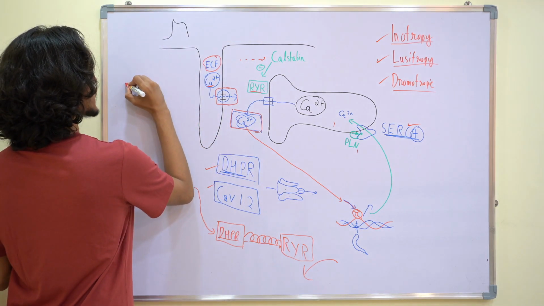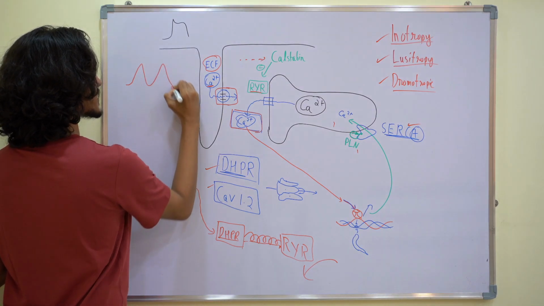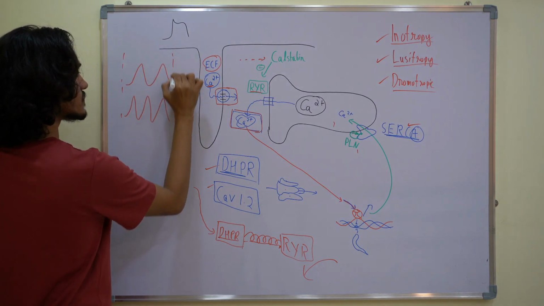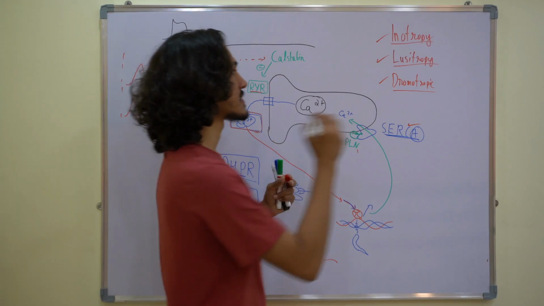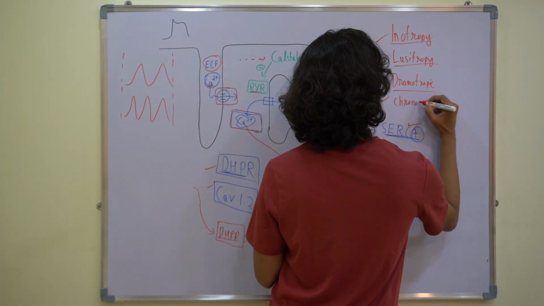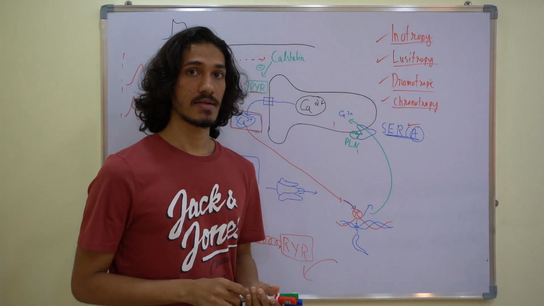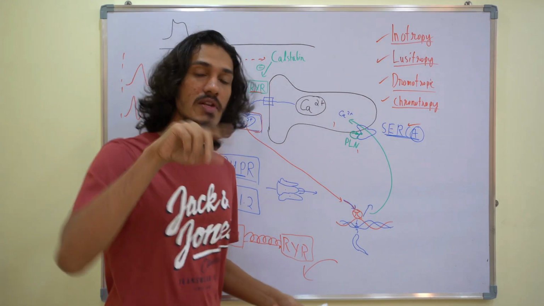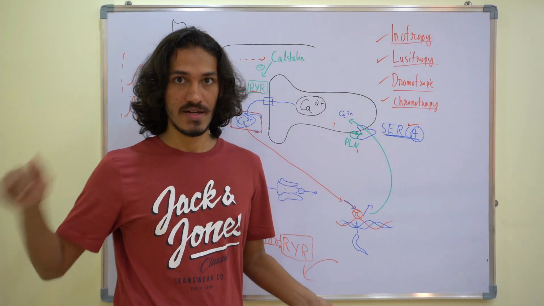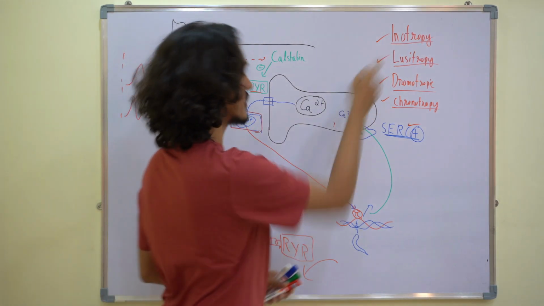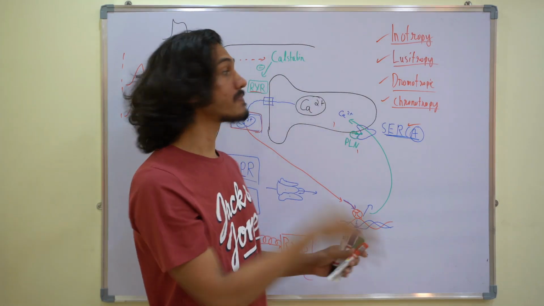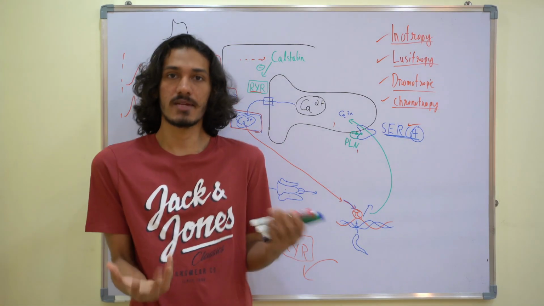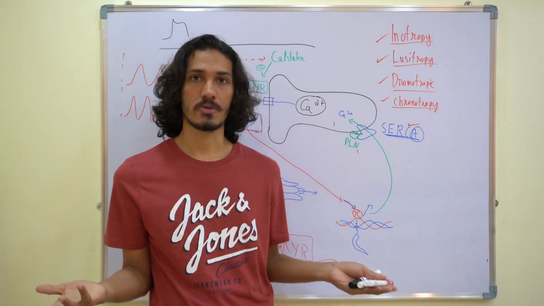Alright, so instead of a pacemaker potential like this, it will now go like this. You see, in the same time there is more number of pacemaker potentials. So that is your chronotropy. Alright, so these questions can be asked. Based on this, different options can be given. So a stimulation of beta 1, which is G alpha S coupled, will result in inotropy, will result in lusitropy, will result in dromotropy, will result in chronotropy. Alright, and basically the excitability of the tissue is increased, that is bathmotropy.